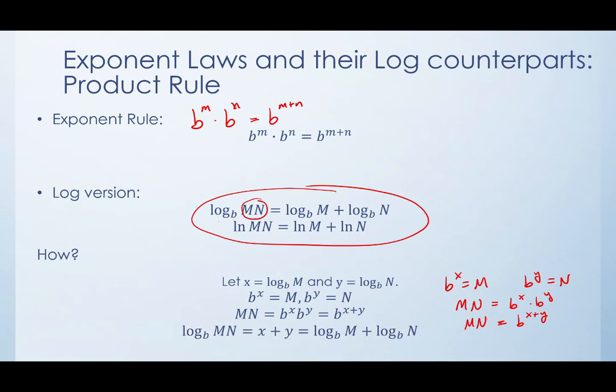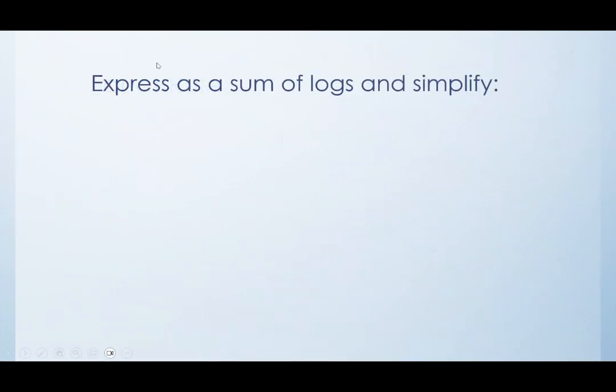And then we can rewrite that as a logarithm. We can say, log base b of mn is equal to x plus y. And then we say, but wait, x was log base b of m, and y was log base b of n. So there we go. We've got our property here, our rule. Okay. So we'll do a couple of examples with this.